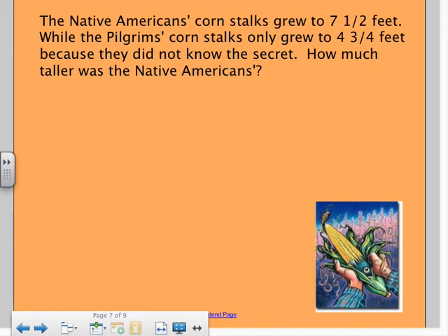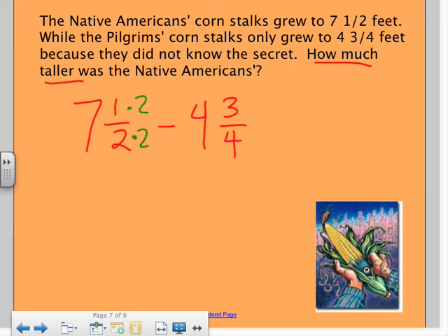It says how much taller, so we're looking for a difference, and difference is subtraction, but also this entire lesson is on subtraction, so that might have been a little bit of a giveaway as well. So I'm doing 7.5 minus 4 3/4. I need a common denominator, so that could be 4. So 7 2/4 minus 4 3/4.